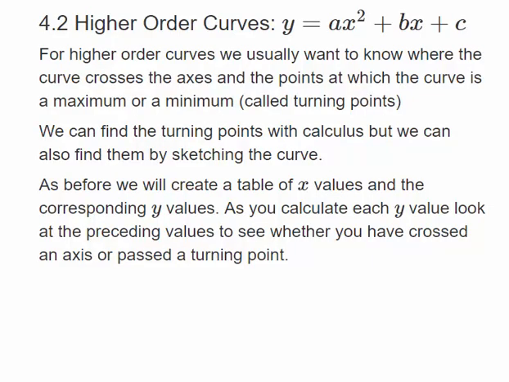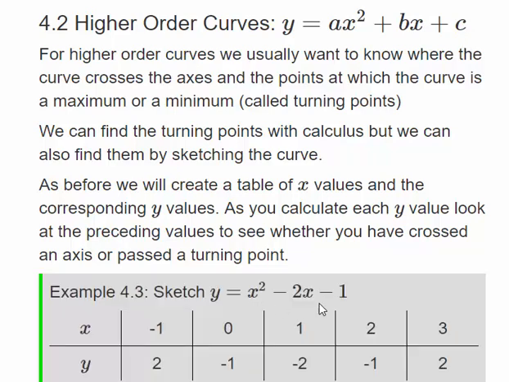Now let's see what happens for higher order curves. We're going to take equations of the form y is equal to ax squared plus bx plus c. To sketch this, we're just going to choose a series of x values. So as before, we'll draw a table and we'll put values of x in. So when x is equal to 0, y is equal to minus 1. When x equals 1, we've got 1, minus 2, minus 1. So when x is equal to 1, y is equal to minus 2.